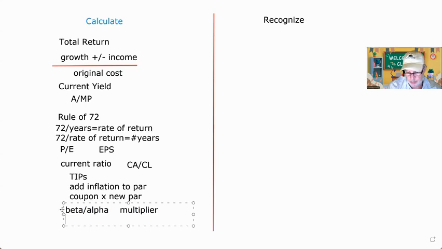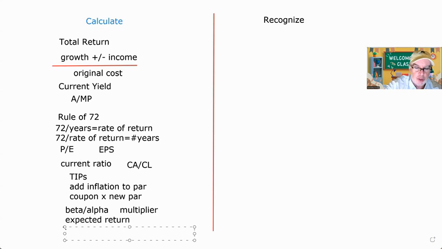Expected return. That's along with the beta. Expected return is really just the return we want times the likelihood of it happening. So if you're shooting for 10% and there's a 90% chance of it happening, 10 times 90% is 9%. If you're shooting for 15% and there's a 50% chance of it, you do 15 times 50%, that gives you 7.5%. So that's your expected return.